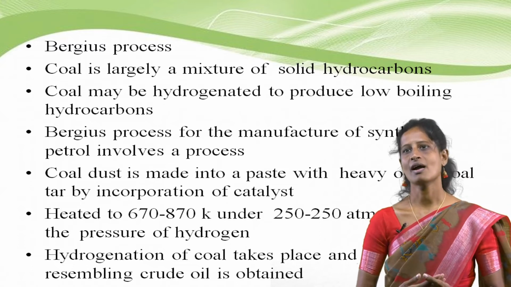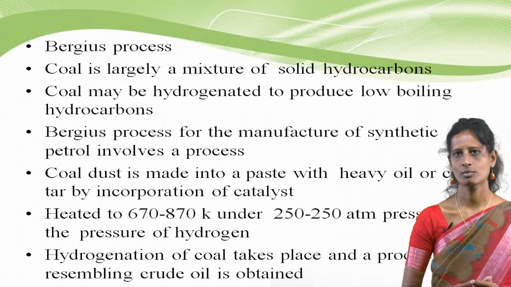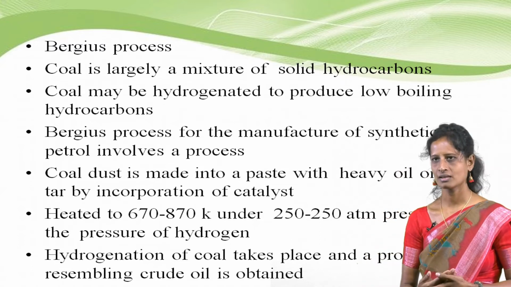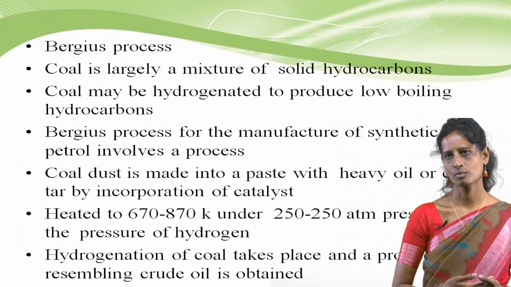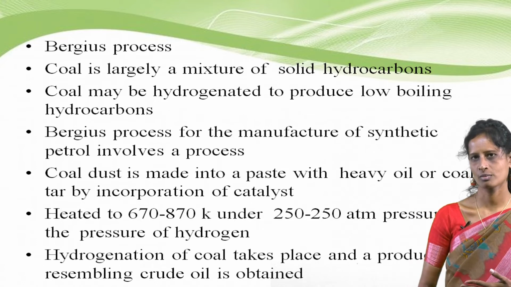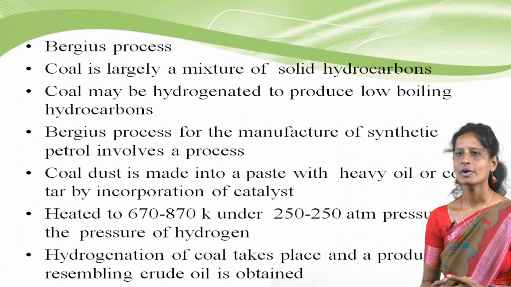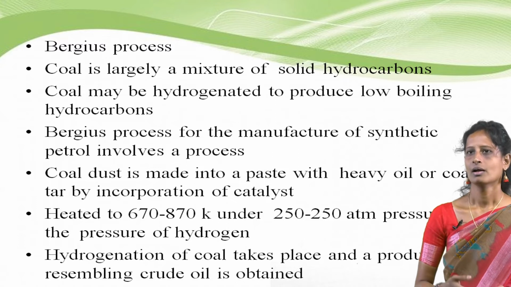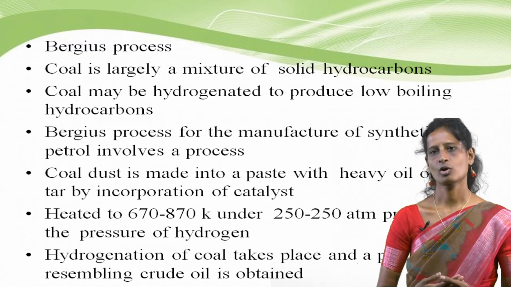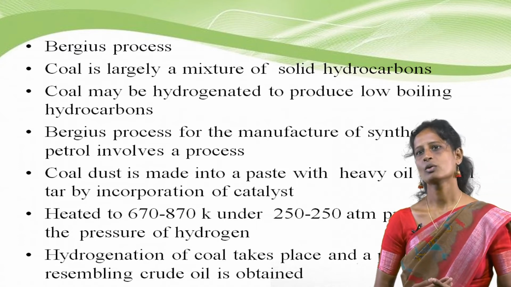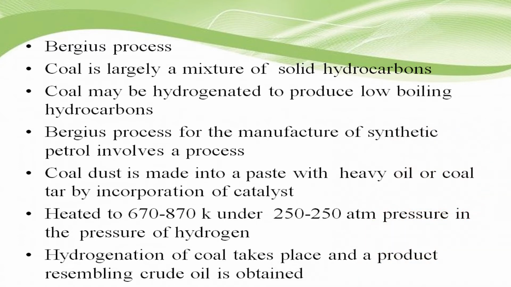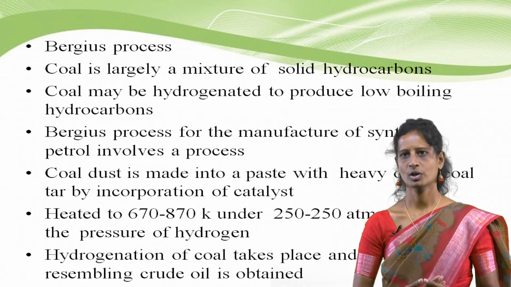Second, coal may be hydrogenated to produce low boiling hydrocarbons. In all the processes we have seen, higher boiling hydrocarbons are broken down into lower hydrocarbons. Here also, coal is first hydrogenated to give a low boiling point hydrocarbon. Next, the Bergius process for the manufacture of synthetic petrol. Here we produce synthetic petrol. So this is the main process for synthetic petrol.